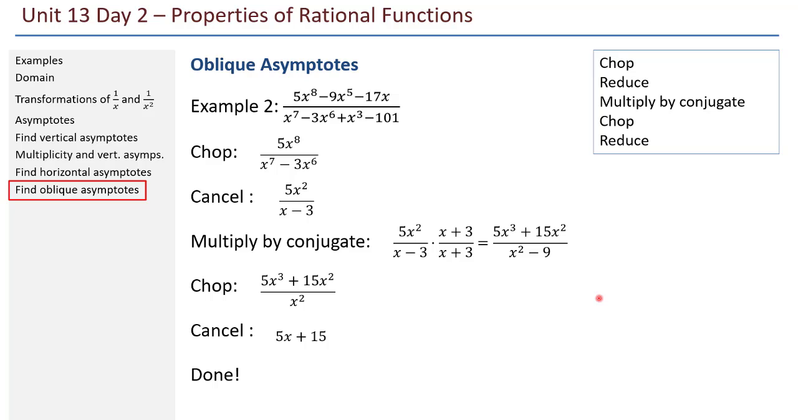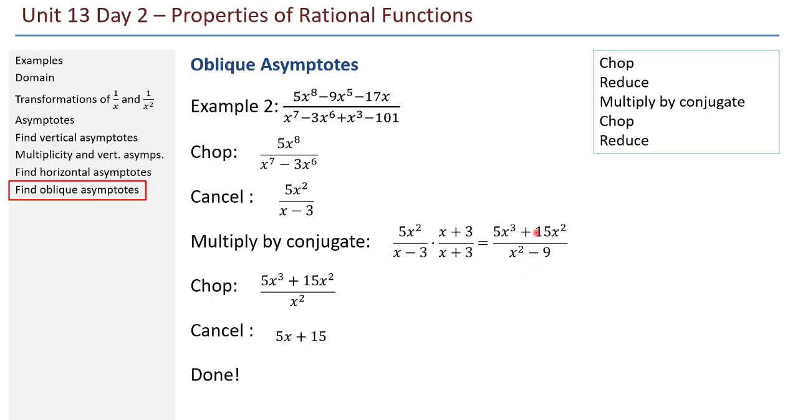All right, there's all the answers at once. When I chopped, there was no x to the 7 term, so in fact everything went away, and I have my x to the 7 and x to the 6 terms down below. I canceled out my x's, and so I was left with 5x squared over x minus 3. Then this x minus 3 has a conjugate of x plus 3. So I multiply the top and the bottom by x plus 3. Then using FOIL, the denominator becomes x squared minus 9.